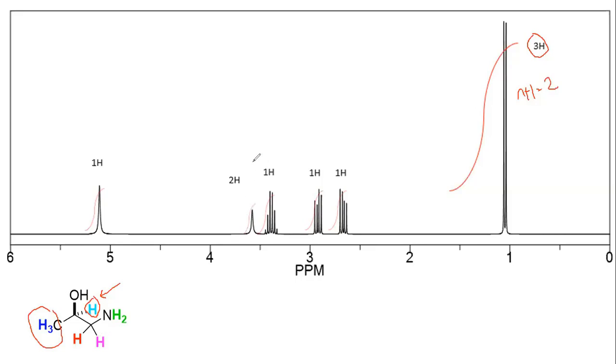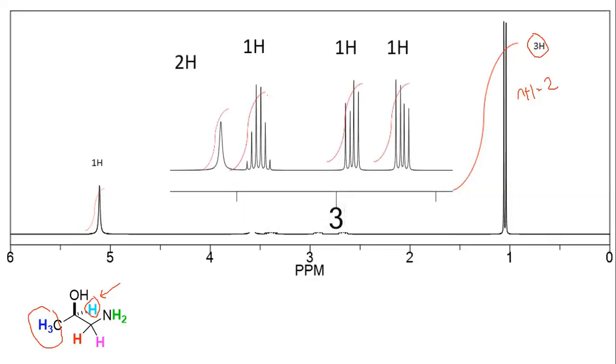Can you see that? I think I have a zoom in here somewhere. Let me do this. Can you see that the signal here is 1, 2, 3, 4, 5, 6 lines? And then over here, these two signals are four lines. You see that? 1, 2, 3, 4. Are you following that?